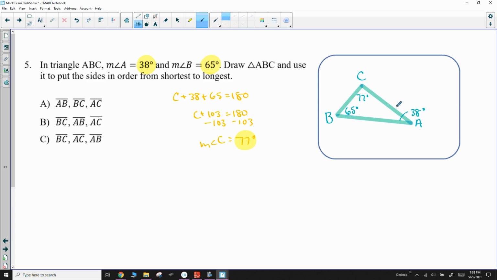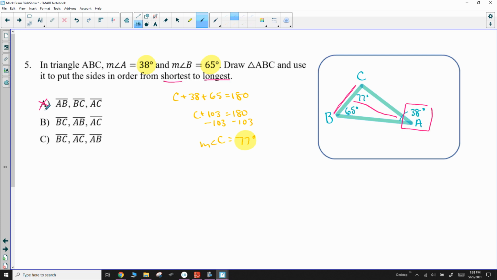What we learned this semester was the smallest angle is across from the smallest side. So 38 degrees is my smallest angle, which means it is across from my smallest side. So side BC is my smallest side. So because we're going from shortest to longest, BC would be the first thing listed. And this does not have BC, the first thing listed.